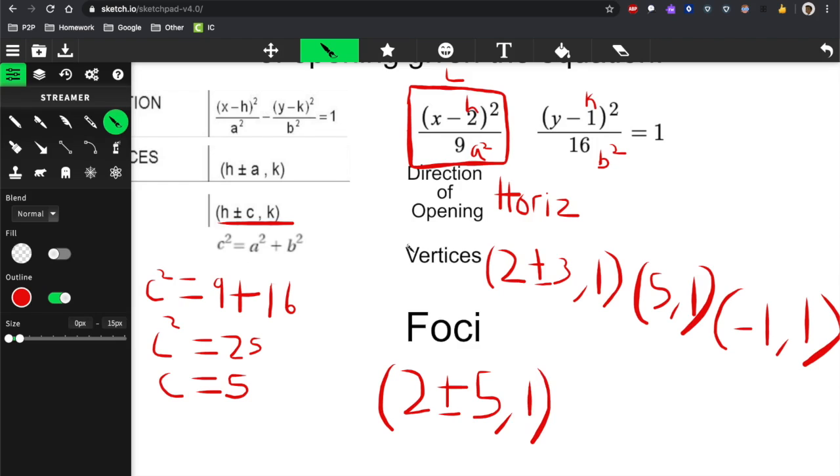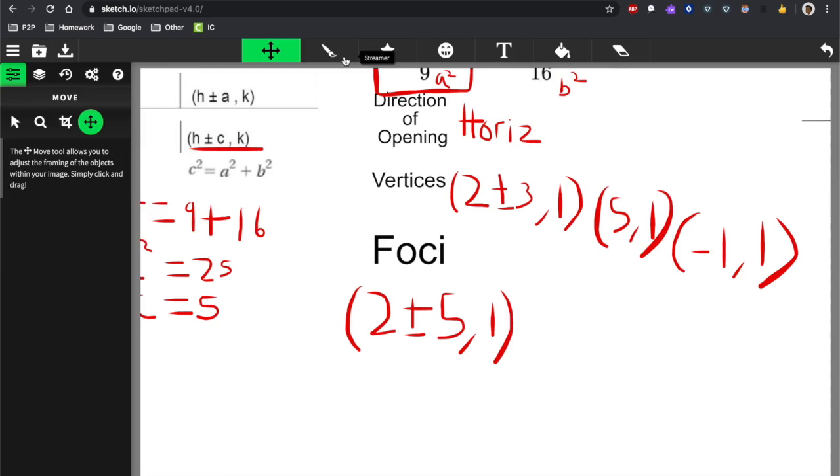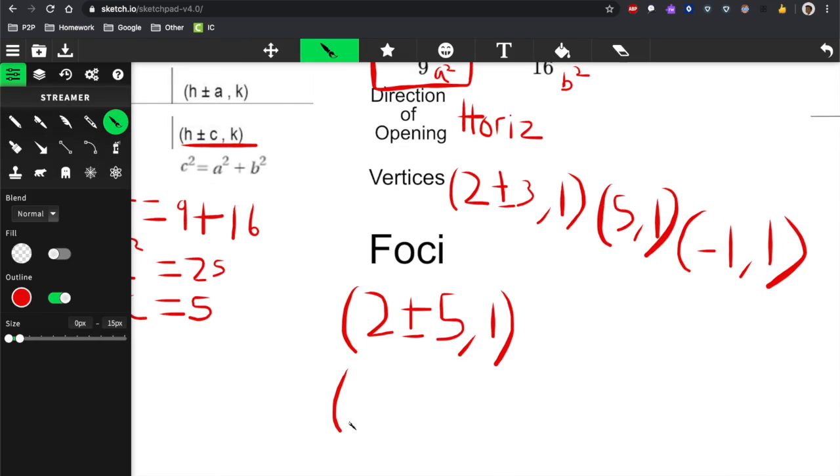And boom, we're done. I'm going to write out what exactly I found the foci to be so that I can show you guys on Desmos real quick. The foci will be 7 comma 1, just adding and subtracting the 2. 7 comma 1 and minus 3 comma 1.